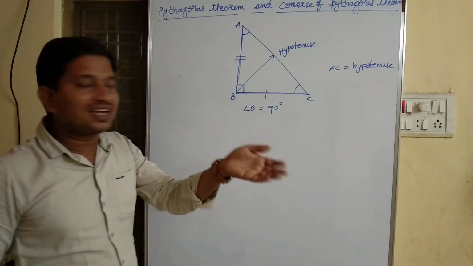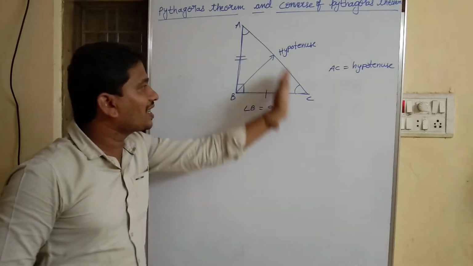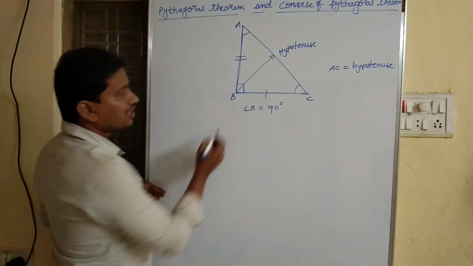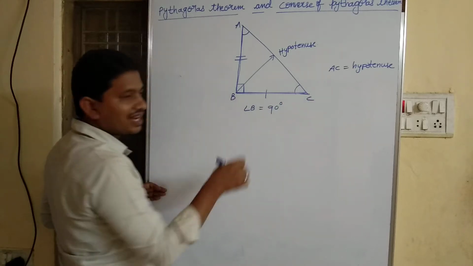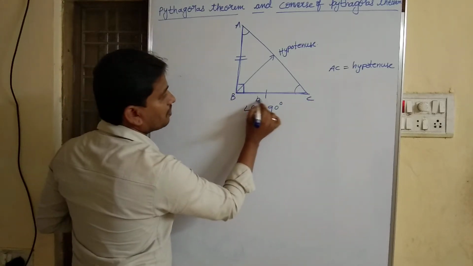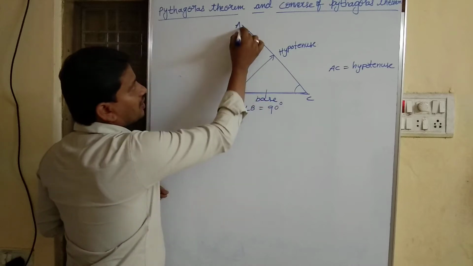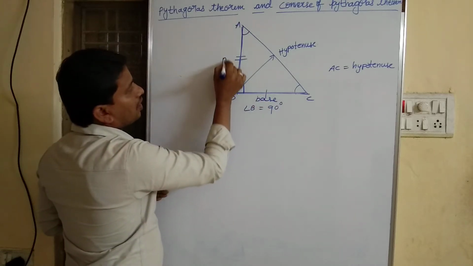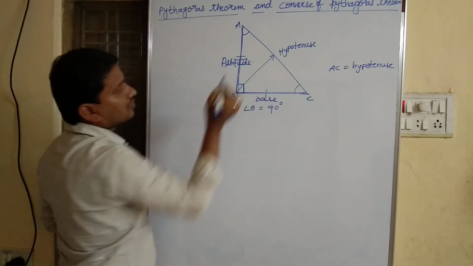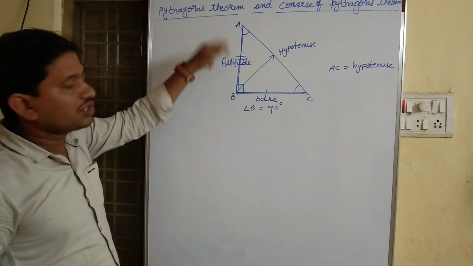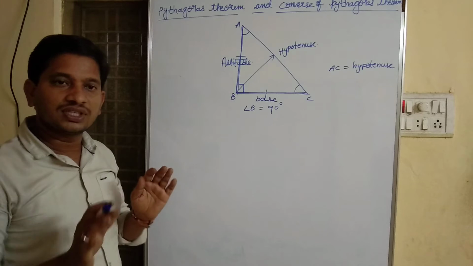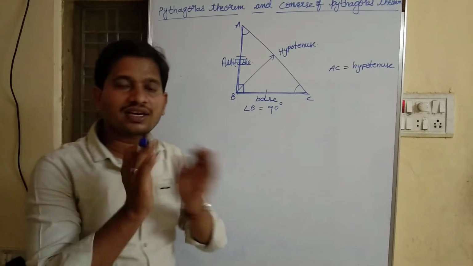In a right angle triangle, the side opposite to the right angle is called hypotenuse. And here in this case, this BC is the side which is on the base. We can also call it a base, and this is the opposite side, or we can also call it altitude. AB is called altitude. I mean, we can also call it the height of the triangle. These are the parts of a right angle triangle.